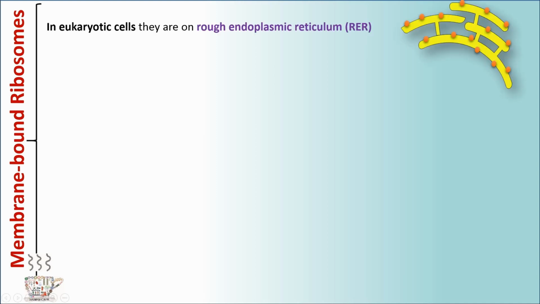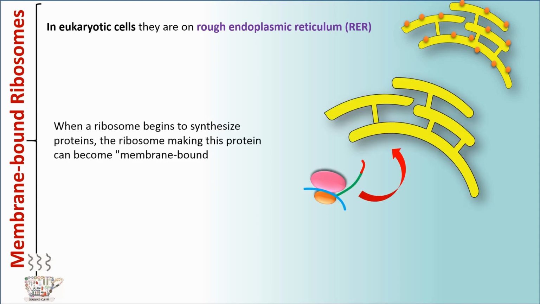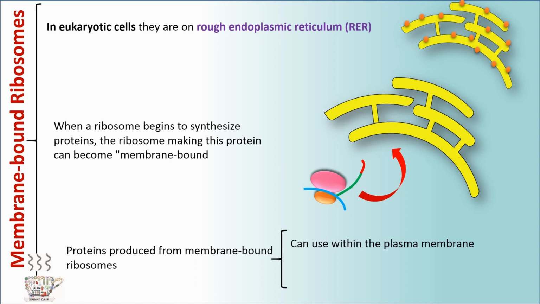Membrane-bound ribosomes. In eukaryotic cells, they are on rough endoplasmic reticulum or RER. When a ribosome begins to synthesize proteins, the ribosome making this protein can become membrane-bound. Proteins produced from membrane-bound ribosomes can be used within the plasma membrane or can be expelled from the cell via exocytosis.